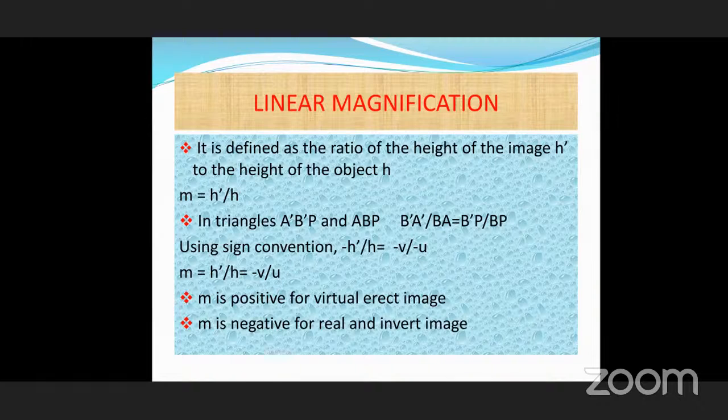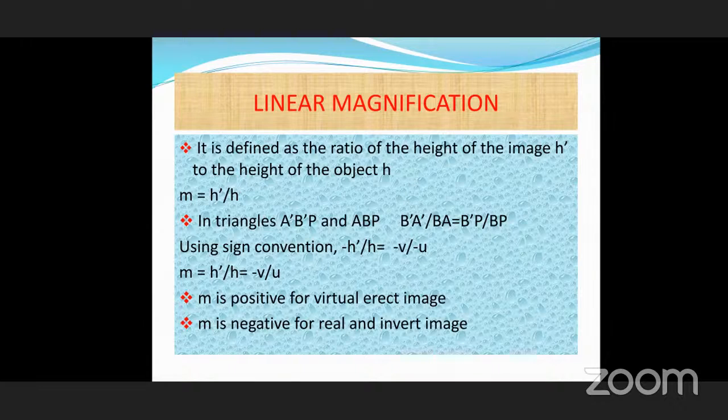As we have already seen, A dash B dash P and ABP are two similar triangles. In those two similar triangles, we can compare the object and image ratios. B dash A dash by BA is equal to B dash P by BP. In the triangle A dash B dash P, the sides are heights. So B dash A dash, using sign convention, is minus H dash. Why have we taken minus H dash? That is, image height is negative because the image is formed below the principal axis. That is also according to sign convention.